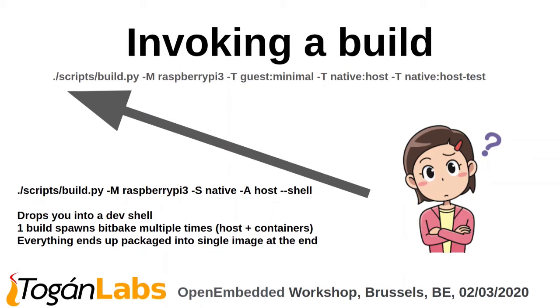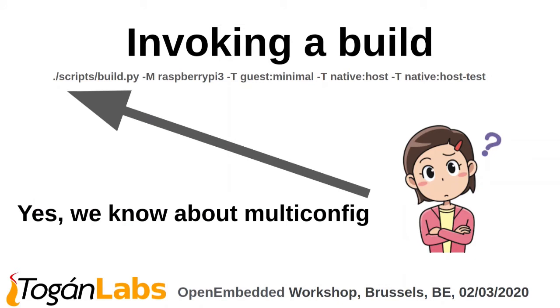One of the reasons that we did this is because one build spawns multiple BitBake processes, because remember, we have to provision that host image with the containers. Well, the containers are being built by BitBake, so we build all the containers, and then we build the host image, and then we pack it all up. And yes, we know about multiconfig. Yes, we do. We know about multiconfig. Build.py kind of got created at about the same time that the multiconfig patch happened. And we just said, and yes, we'll talk about that in a minute.